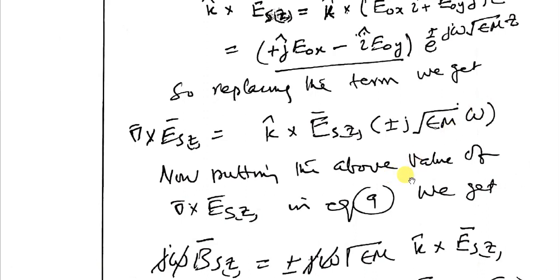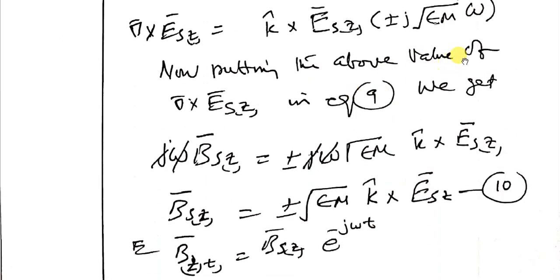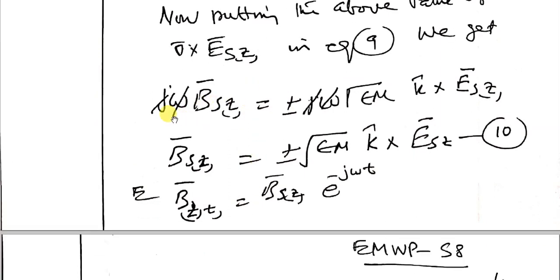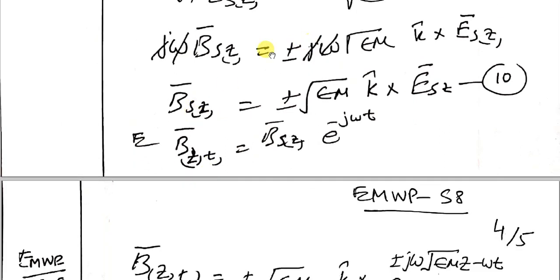Now putting the above equation in equation 9, meaning putting both the left hand side and the right hand side. Let's take the right hand side, j omega B of sz, plus or minus j omega square root of epsilon mu, and putting that whole equation in, omega is cancelled out, j is cancelled out. So B of sz is now expressed in terms of E of sz, which is equation number 10. B of sz is given by plus or minus square root of epsilon mu, k cross E of sz.